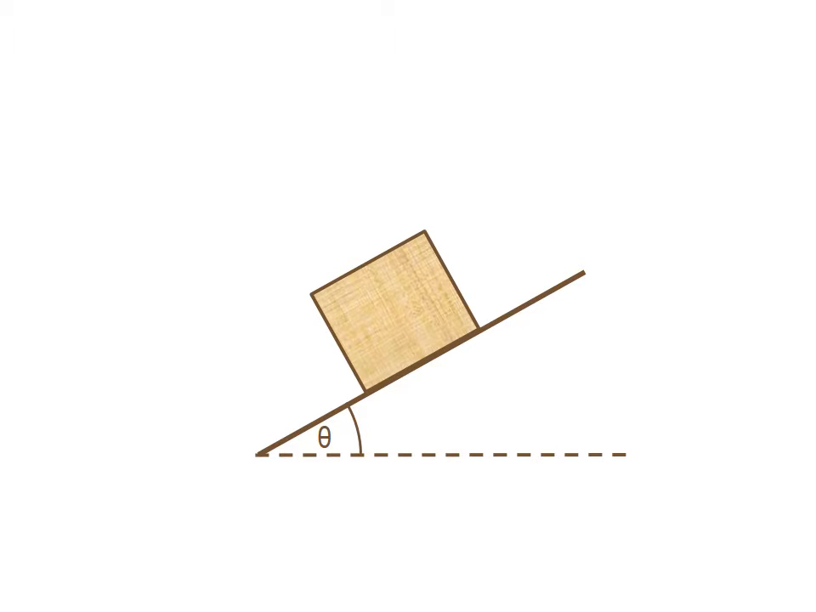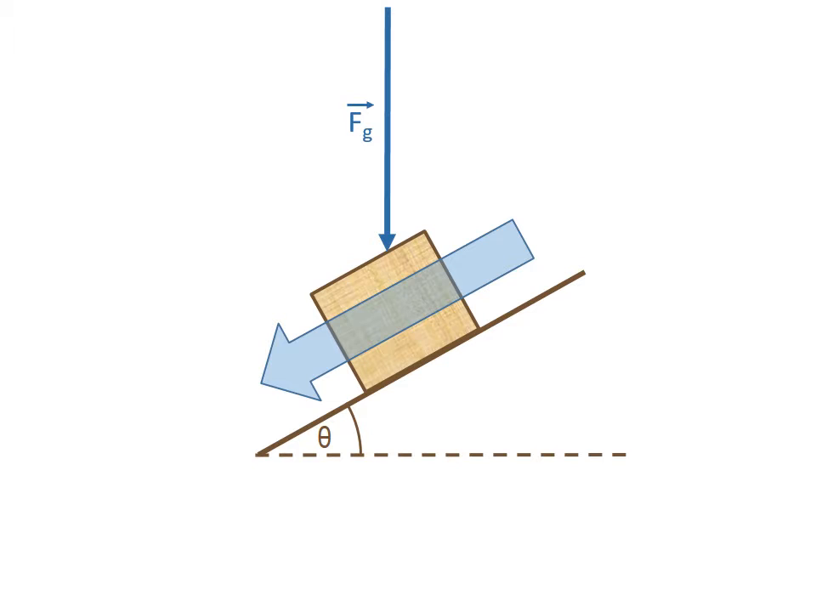Imagine a box sitting on an angled surface. The force of gravity will be pushing down on the box. If this surface was slick, we would expect the box to be sliding down the table. But like we said, the box is not moving. So that means there's a static force of friction that is resisting that movement.